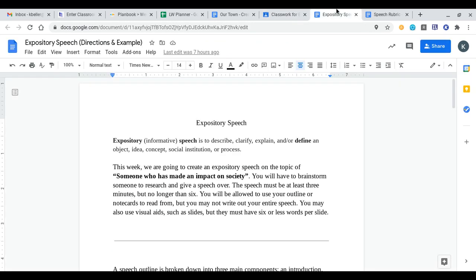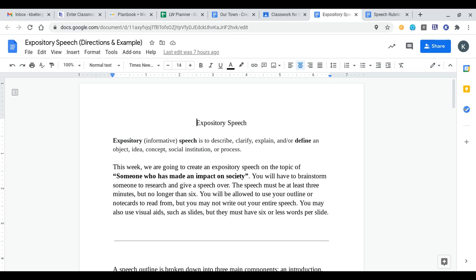So for the expository speech, for those of you who've never heard the word expository, it means informative, in order to describe, clarify, explain, and or define an object, idea, concept, social institution, or process. So you're essentially going to be educating us over something during your expository speech.